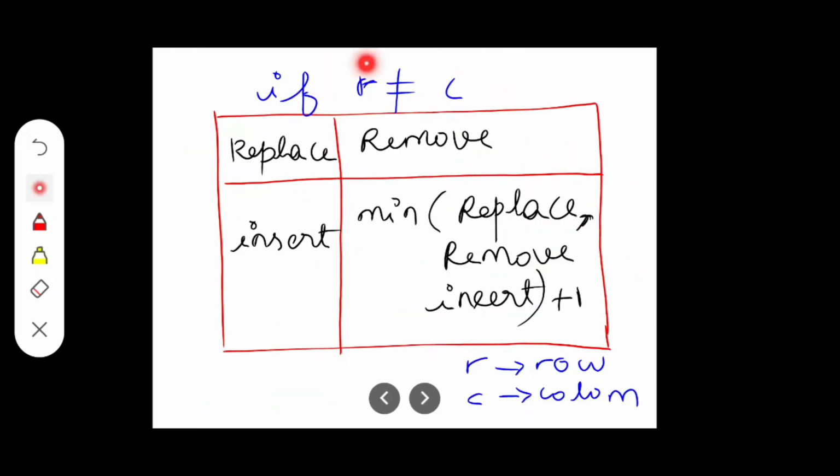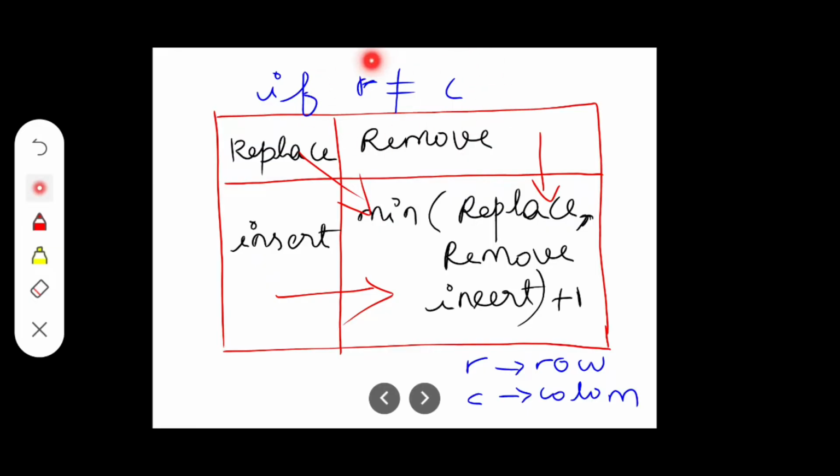Okay, if r is not equal to c, r is nothing but row and c is nothing but column. If row value and column value are not equal, then we have to take the minimum number of replace, remove and insert. See here, this symbol indicates remove and this indicates replace, and if we are moving from this direction it is the insertion operation. So we have to take the minimum of replace, remove and insert if r is not equal to c. Look into the example. I'll be explaining what exactly this is. You just keep it in mind.